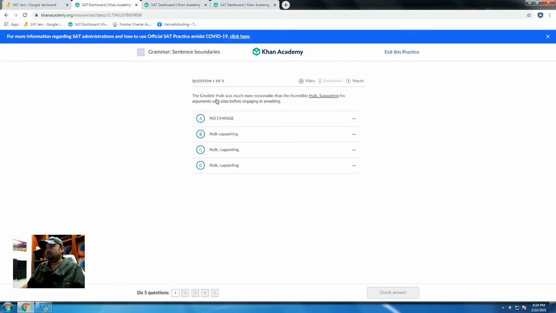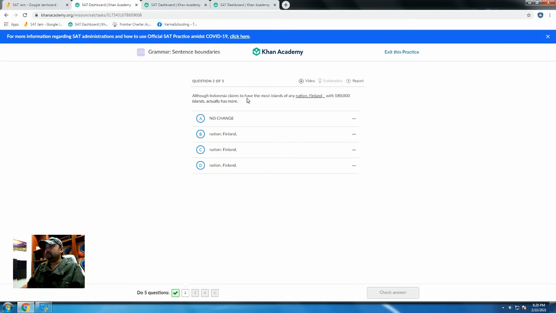The Credible Hulk was much more reasonable than the Incredible Hulk, supporting his arguments with data before engaging in smashing. This is funny. Okay, supporting his argument with data before engaging in smashing. That's an incomplete sentence. This is a complete sentence, but this is an incomplete sentence. So it's almost like a finisher. So it should still be a comma. It can't be a semicolon. And it can't be a period.